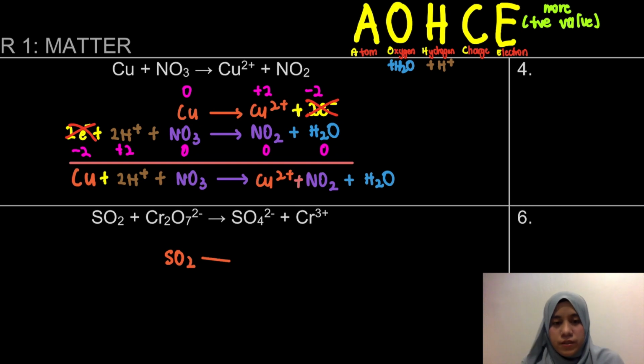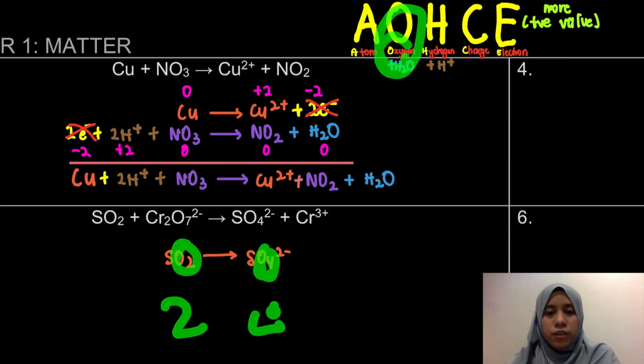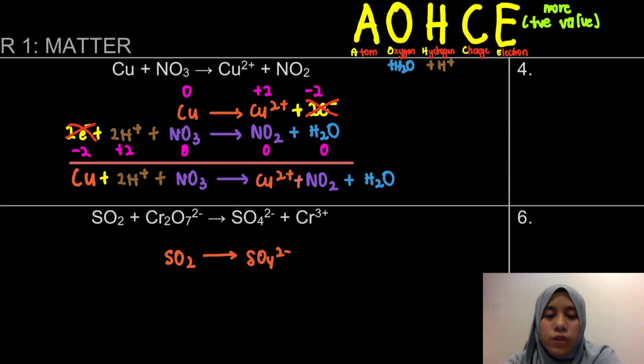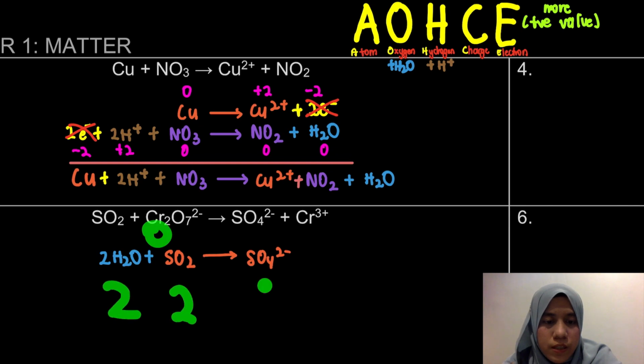Okay, so yang first, SO2 jadi SO4 2 minus. Chromium, tak nak. Kita nak buat S dulu. Okay, so kita punya sulfur dah, oxygen kita not balance. We're gonna add our water to less oxygen. Okay, so less oxygen is actually reactant side. So H2O, but make sure how many. Tak cukup dia 2. So 2 H2O. Okay, so semua oxygen is balanced.